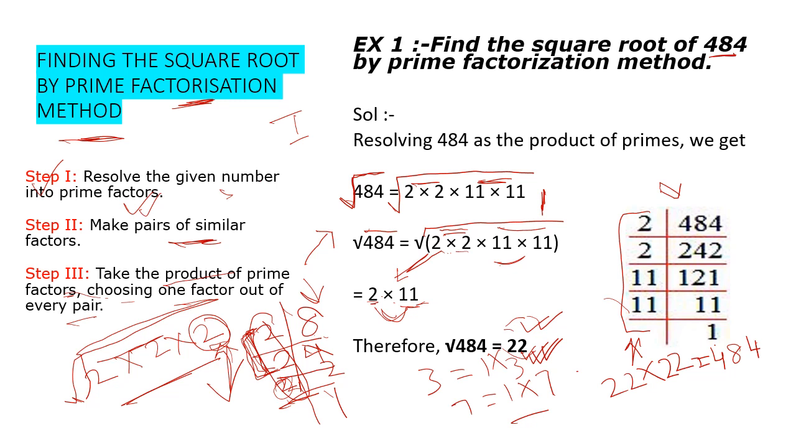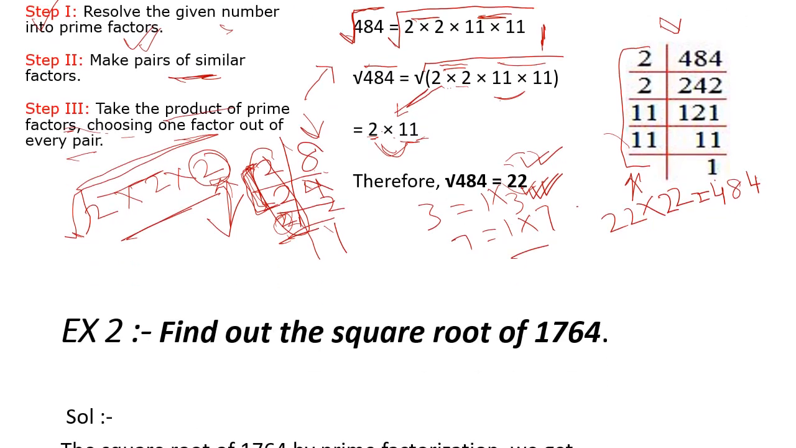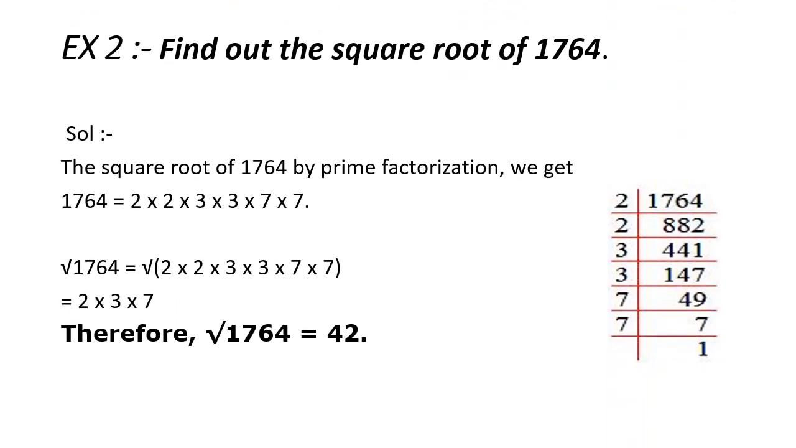Now moving on to the next example. So students, this is the next example. It says that you have to find out the square root of 1764. So the first step says that you have to break down the number into its prime factors. This is how you are going to break down the number into its prime factors. This is your first step.